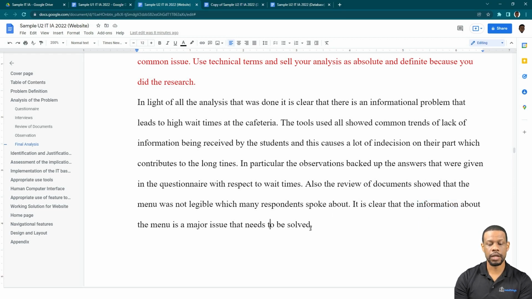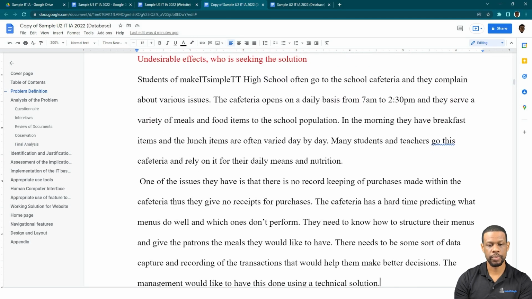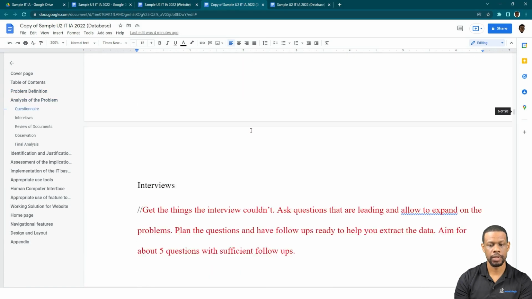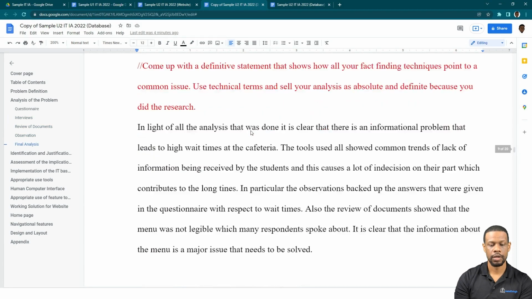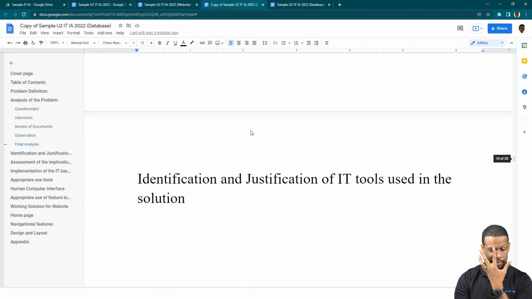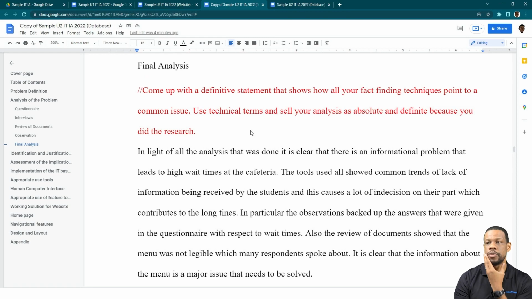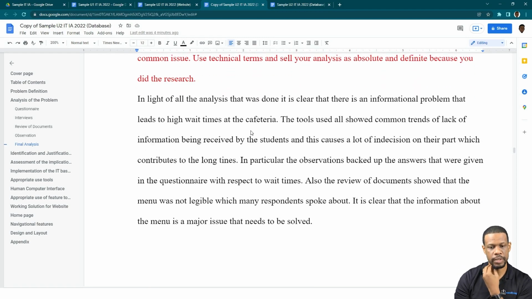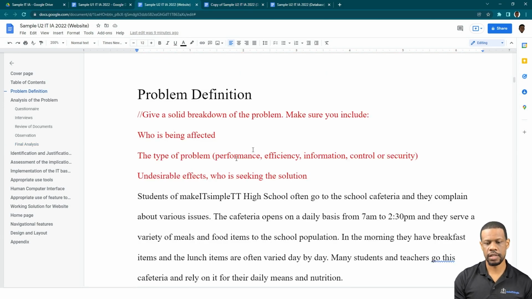What I'm going to do now is go to the database one. In the database one, I'm going to change this up now because the problem is not an information problem. The problem is a storage and retrieval problem or analysis problem. So it's a storage problem. The problem that they have is performance, efficiency, information, or control, or security.